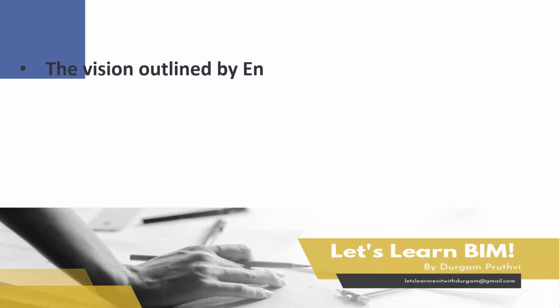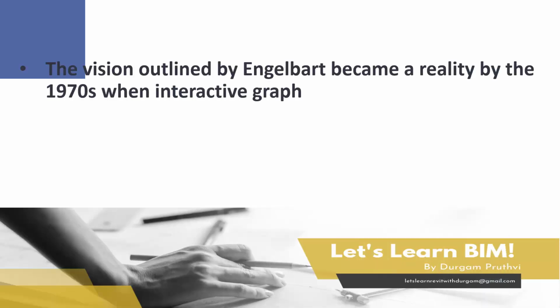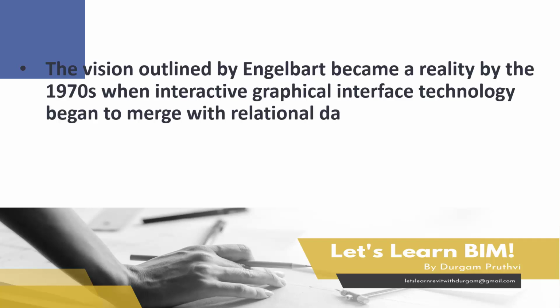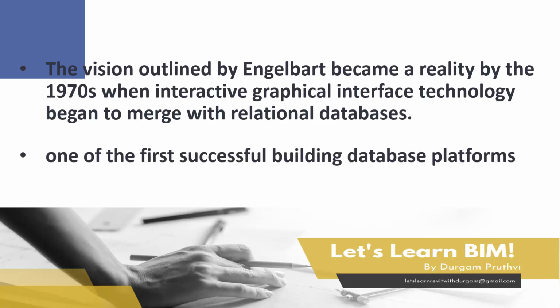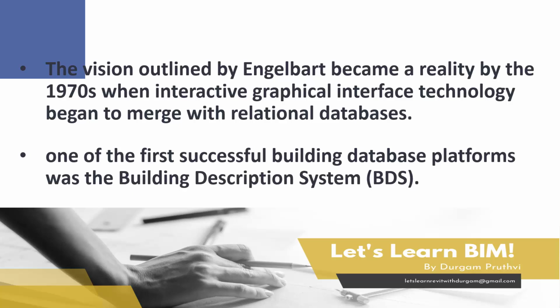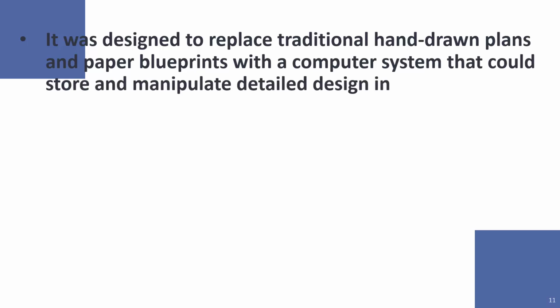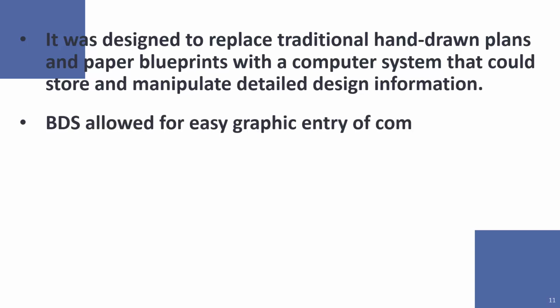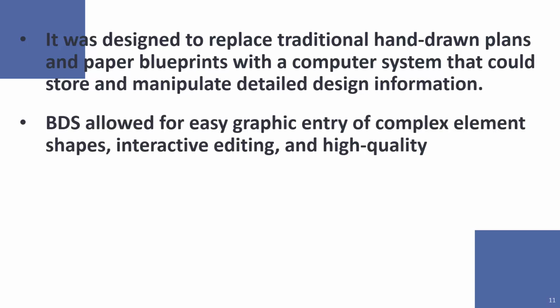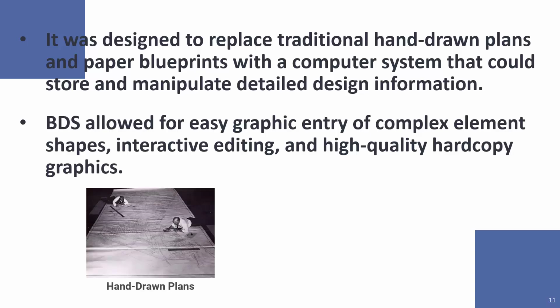The vision outlined by Engelbert became a reality by the 1970s when interactive graphical interface technology began to merge with relational databases, in which one of the first successful building database platforms was the Building Description System. Now, to talk a little more about BDS, it was designed to replace traditional hand-drawn plans and paper blueprints with a computer system that could store and manipulate detailed design information. BDS allowed for easy graphic entry of complex element shapes, interactive editing, and high-quality hard copy graphics.